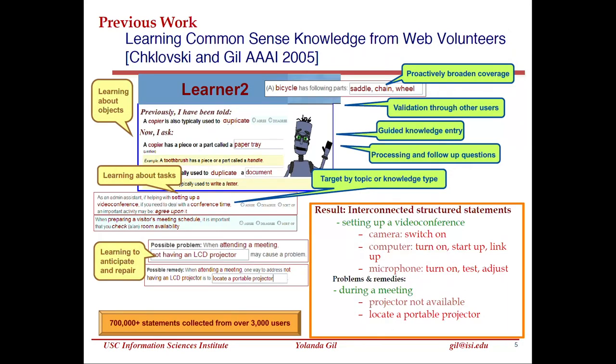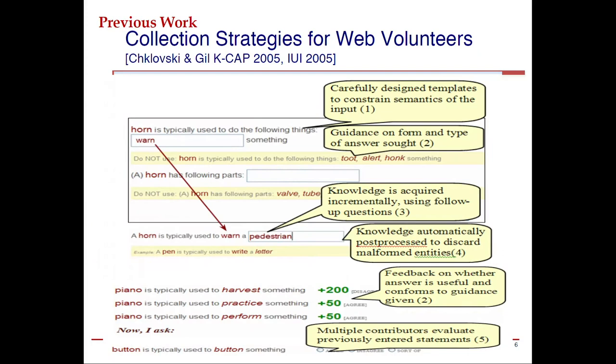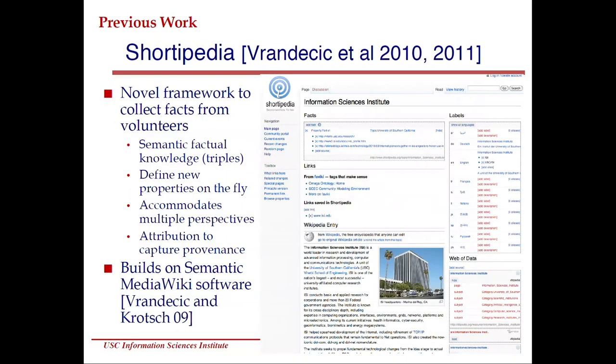I've done a lot of work over the years, going back to 2005. We used to call it knowledge collection from web volunteers or from netizens at that time. We had a system called Learner. It collected 700,000 common sense, common knowledge statements about the world. We did a lot of different techniques. The forms that we did to extract knowledge from volunteers really fit the knowledge models, the data models that we used, and the properties that we wanted to use.